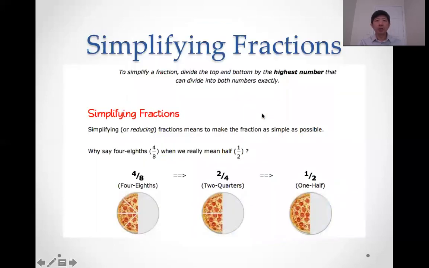Now next is simplifying fractions. To simplify a fraction, we divide the top and bottom by the highest number that can divide into both numbers exactly, right? So simplifying a fraction means to make a fraction as simple as possible, all right?